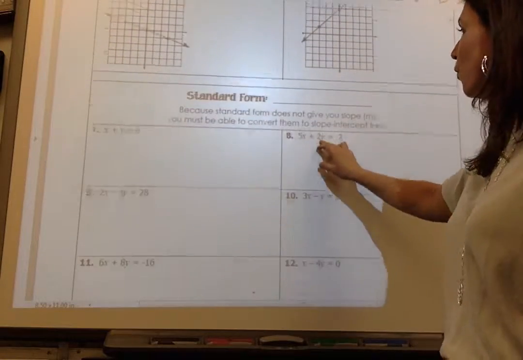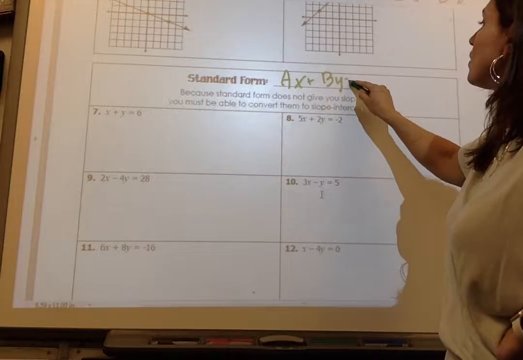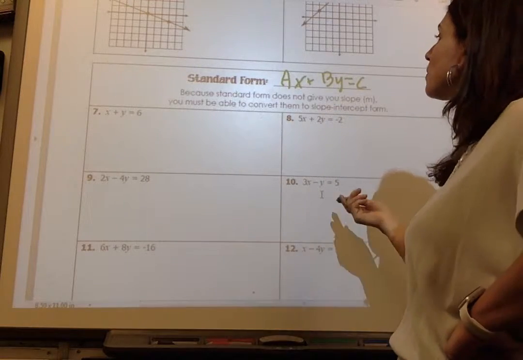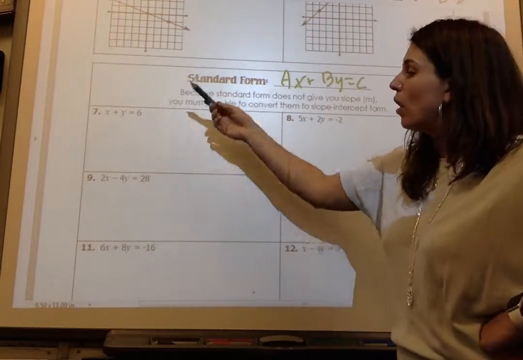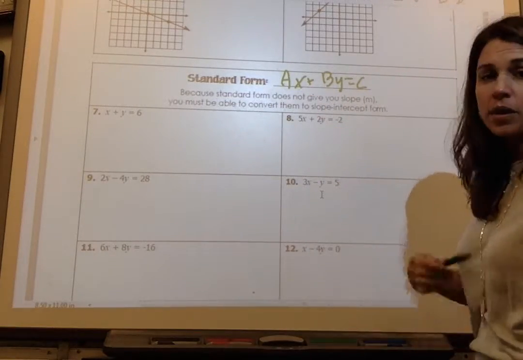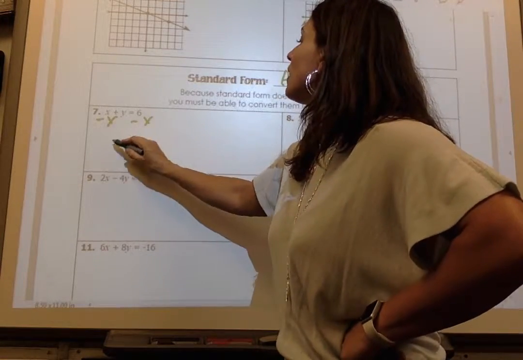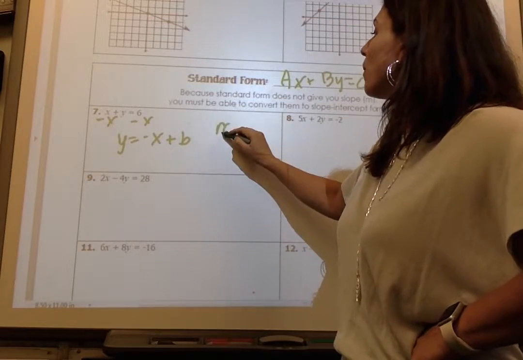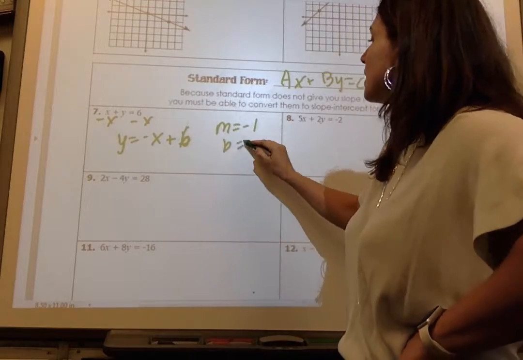My standard form, you'll remember, is ax plus by equals c. We have to convert this into y equals mx plus b form because it doesn't give us the slope right away. All these are given in standard form, and I'm going to convert them to slope-intercept form. I subtract x on both sides, and I get y equals -x plus 6. Therefore, my slope is -1 and my beginning point is 6.